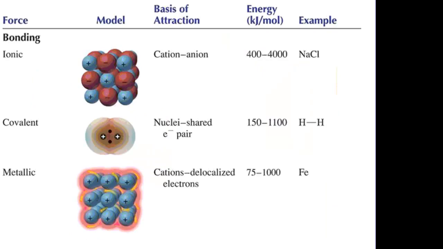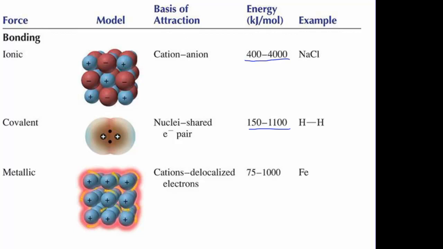The following chart gives us the strength of the various types of bonds and intermolecular forces. Remember, bonding is going to be a lot stronger than intermolecular forces. We can have ionic bonding, the attraction of a cation and anion. Look here at the energy, 400 to 4,000 kilojoules per mole. Covalent bonding, shared electrons, 150 to 1,100 kilojoules per mole. A little bit weaker than ionic bonding, but still very, very strong.